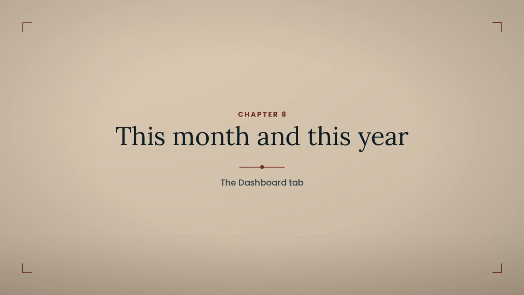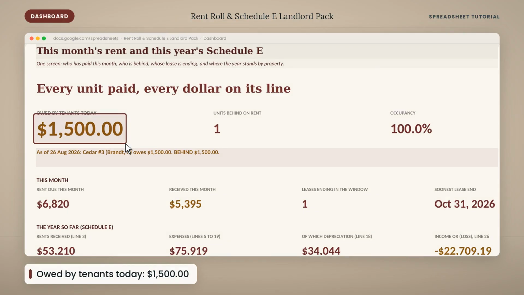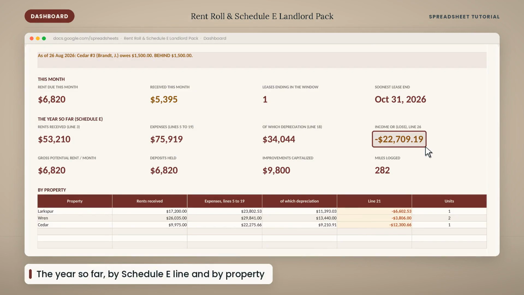Chapter 8. This month and this year. The dashboard is 1 screen. Owed by tenants today, $1,500. 1 unit behind. Occupancy 100%, and the sentence that says who to call. Below it, the year so far. Line 3, lines 5 to 19, line 18 and line 26, then the same by property.